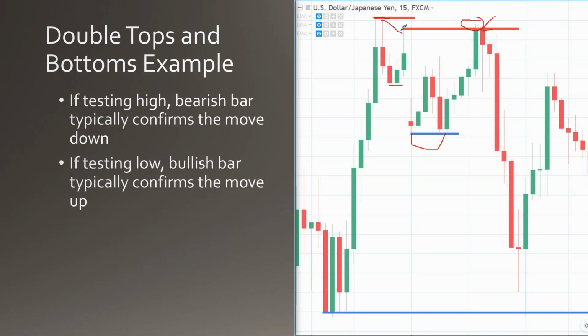Really, this is what the market does all day long. It moves in these formations. So if you're testing a high and you see a bearish bar develop, then expect it to move down. If it tests a low and forms a bullish bar, expect it to move up. These are pretty easy patterns to actually trade.